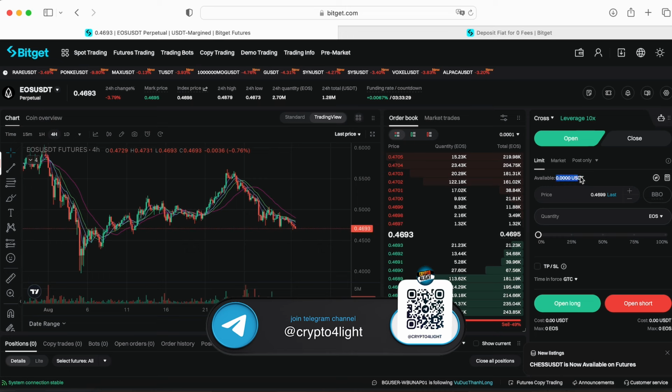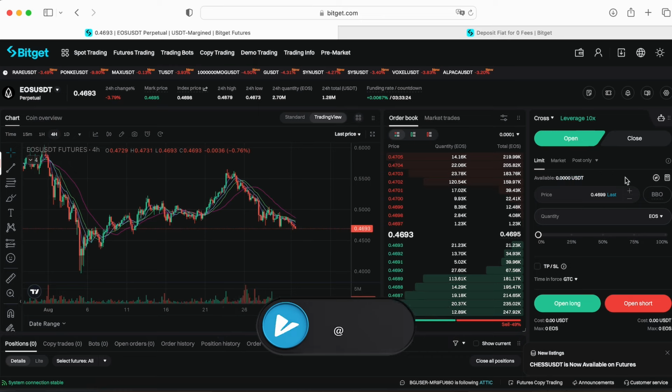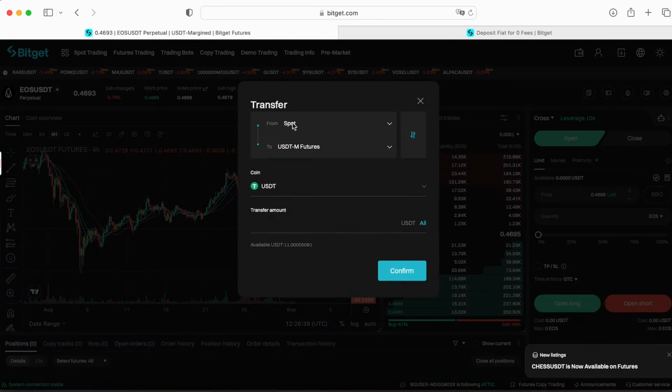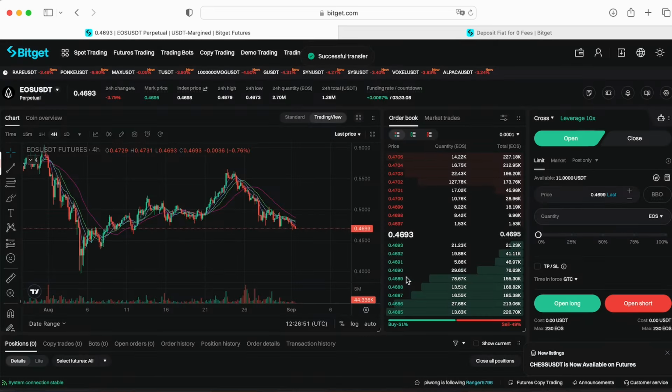As you can see, I have zero USDT in my futures account. What I have to do is press Transfer, choose my spot account, and send the money to my USDT futures account. I choose coin USDT, choose all or some specific amount that I would like to send, and press Confirm. Got it, so my futures account is charged.